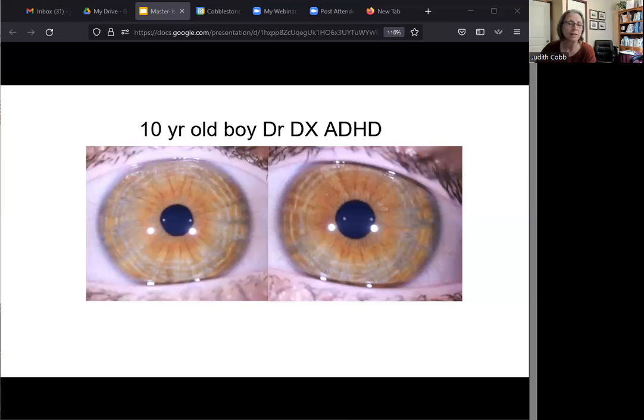So these are the eyes of a 10-year-old boy, as I mentioned, whose parents brought him to me. He was being evaluated for ADHD, which he eventually did get that diagnosis. And so as I'm looking at these eyes, it's not only what I see in the eyes, but I need to know also what is going on in his life. I need to understand his nutritional status. His eyes do not tell me what his nutritional status is. They tell me how his body wants to function.